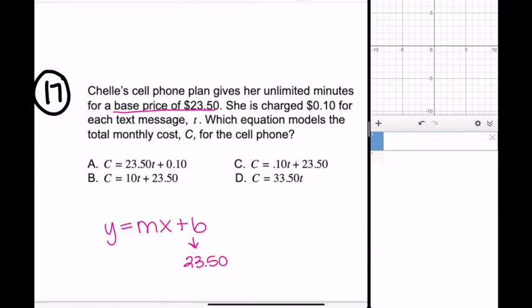And then she's charged 10 cents for each text message T. So 10 cents per text message would be the rate of change. So the equation should read y equals 0.10x plus $23.50. Since we have C and T, we would replace y and x with C and T.